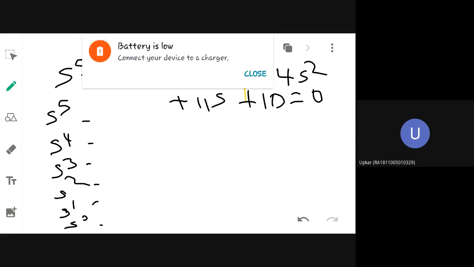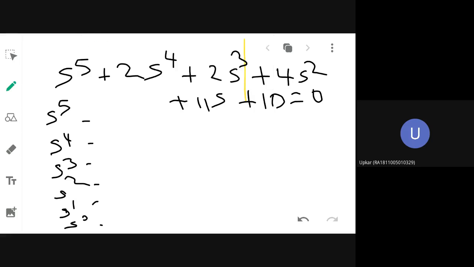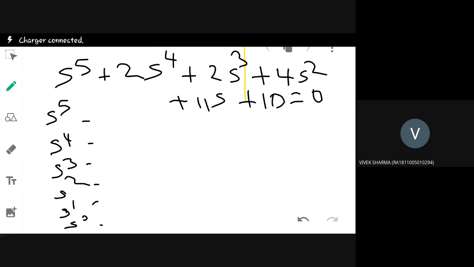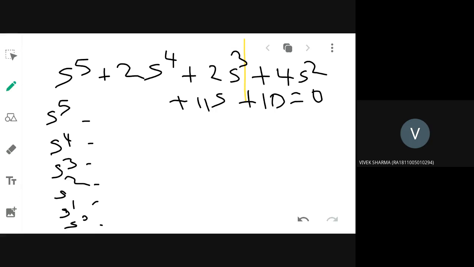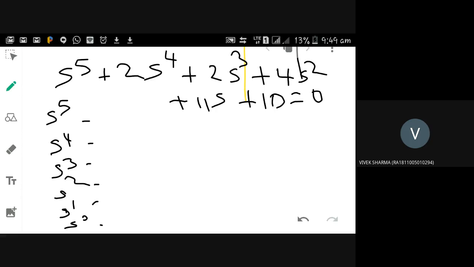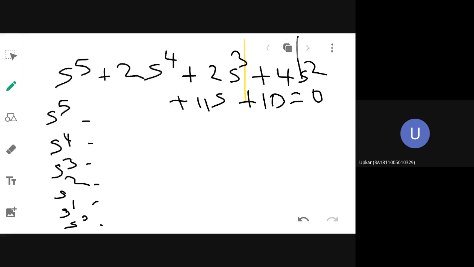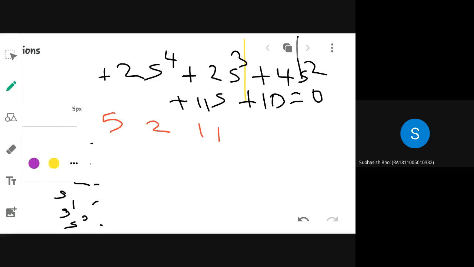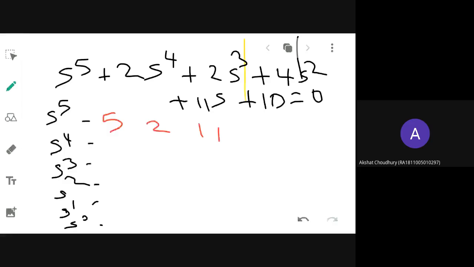Alright, form the first two rows. You know how to do. Form the first two rows. The first row is 1, 2, 11. Not 5, ma'am, 1, 2, 11. Yes, I thought 5 was 1 to 11.